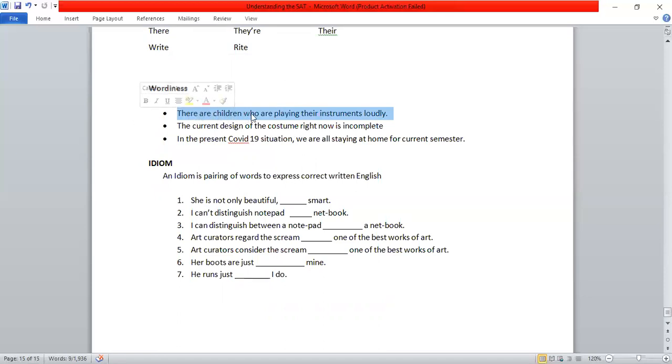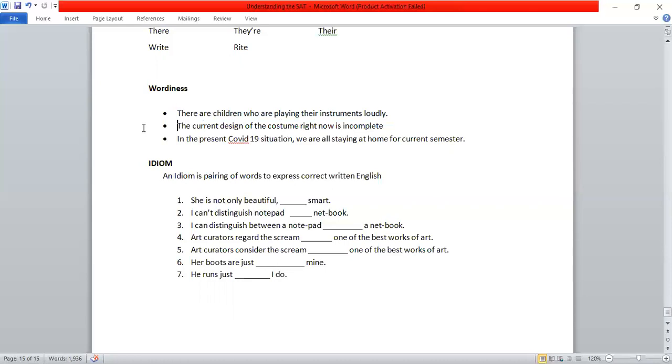When you say there are children who are playing, why do you have to say that? Children are playing, that's all. We just need these three words. Children are playing their instruments loudly. End of the sentence.